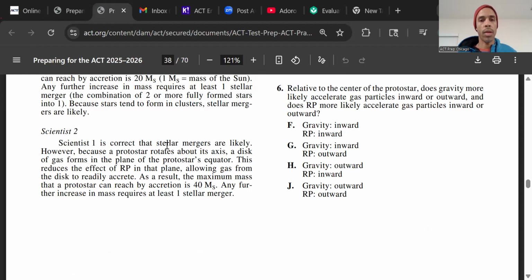Because the protostar rotates about its axis, a disk of gas forms in the plane of the protostar's equator. So the disk of gas is in the protostar's equator. This reduces the effect of RP in that plane, allowing gas from the disk to readily accrete.